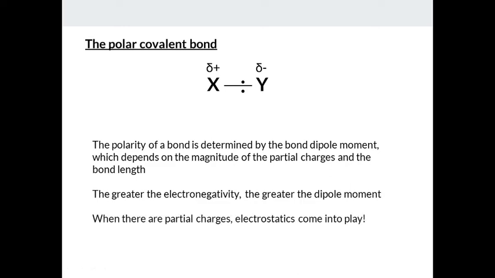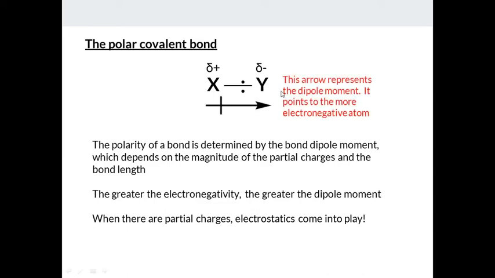And when there are partial charges, electrostatics can come into play, resulting in interesting properties. So this arrow over here, you may have seen before, represents the dipole moment. It points to the more electronegative atom. So you can think of it as the arrow points in the direction that the electron has moved, because the electron moves closer to the more electronegative atom.